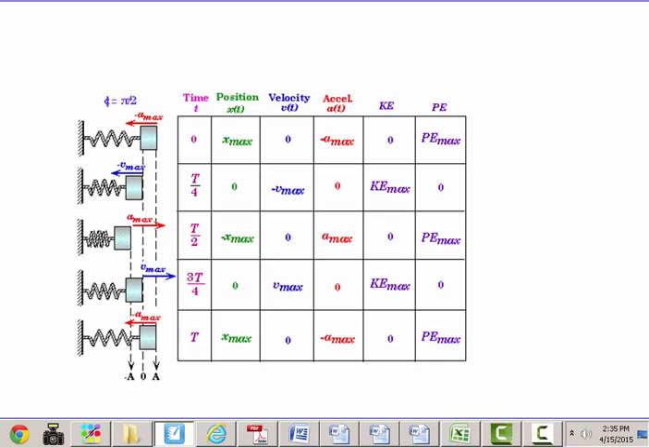A couple things to note here. When your mass is fully stretched to one end, you're going to get a maximum acceleration going back the other way. Your velocity is going to equal 0, and you're going to have your maximum potential energy. When you go back through the equilibrium point, your acceleration will reach 0. You're going to reach your maximum velocity and, obviously, the maximum kinetic energy. Anywhere in between, you're going to have a combination of kinetic energy and potential energy.